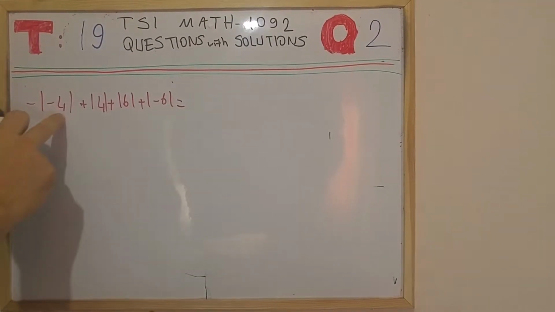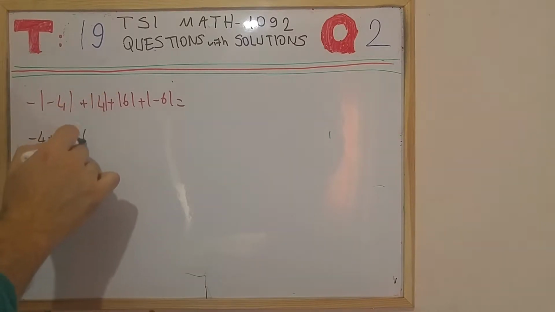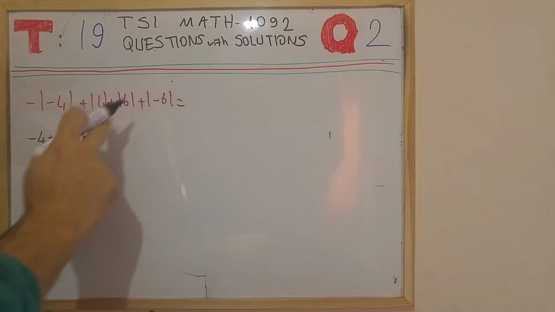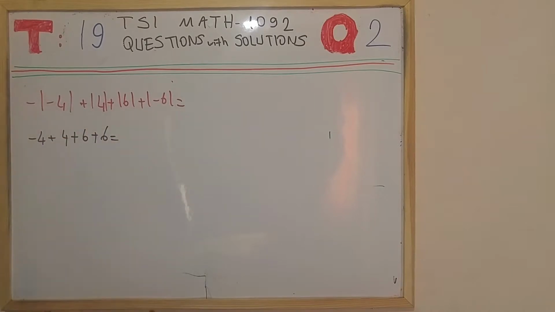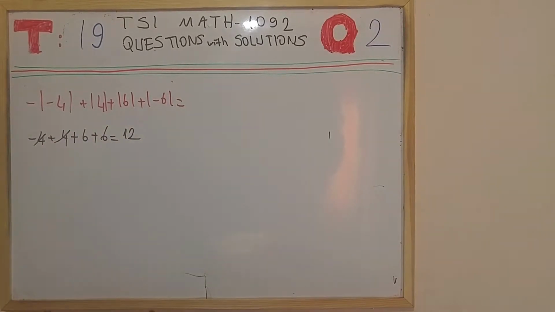Minus 4 becomes plus 4, but we still have this minus in the front, so this is minus 4. Again 4, plus we have 6 here, plus minus 6 becomes plus 6, so that is just 6. When these cancel each other out, what we have is 12.